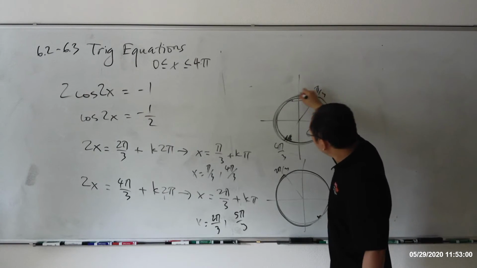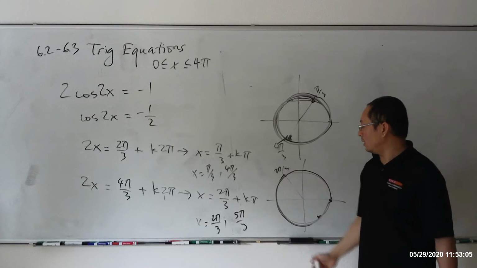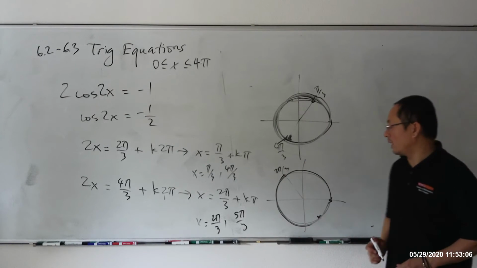7 pi over 3. One more circle, still good. And then 10 pi over 3. You have 4 solutions in here. And similarly, you do the same thing with the second one.